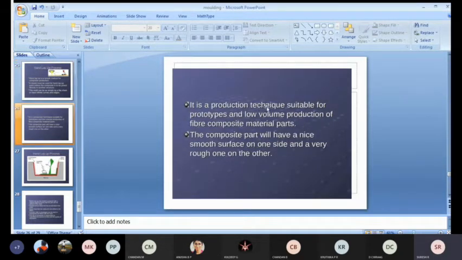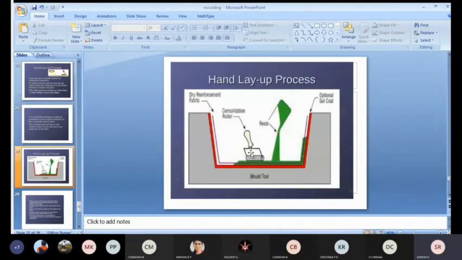It is a production technique suitable for prototypes and low volume production of fiber composite materials. For demo purposes, to show the students, we can use this particular technique. The composite part will have a nice smooth surface on one side and a very rough one on the other side. On the starting phase, we're going to have the smooth finish. At the other end, we're going to have the rough finish because of the fiber and the resin impregnation.